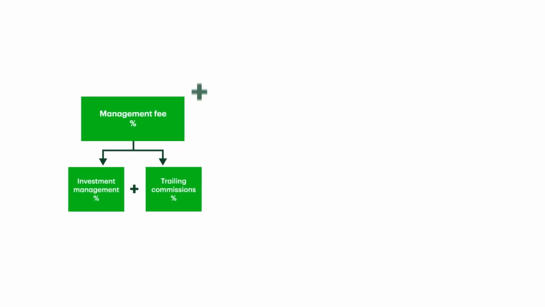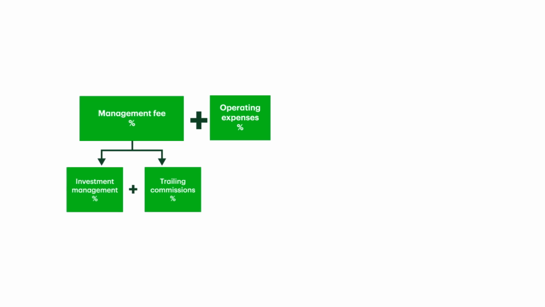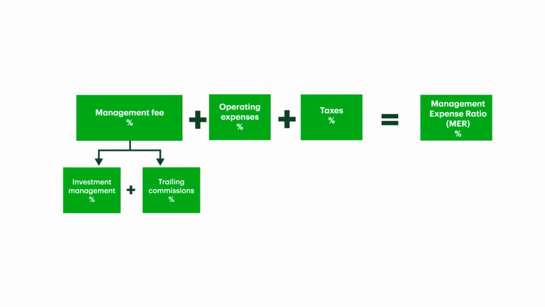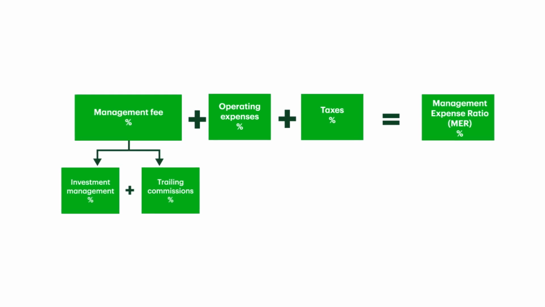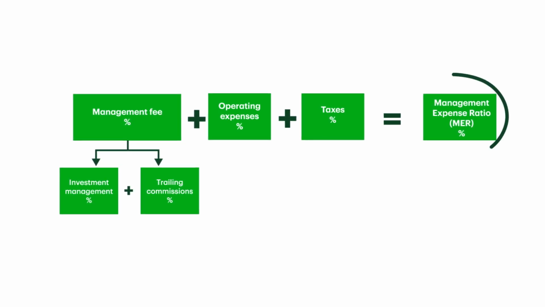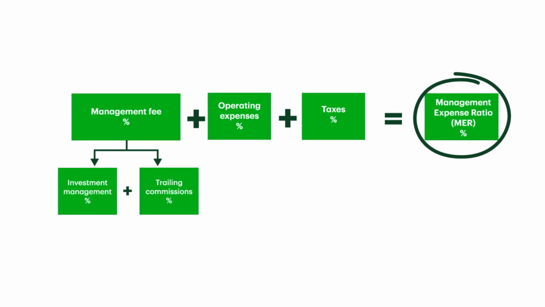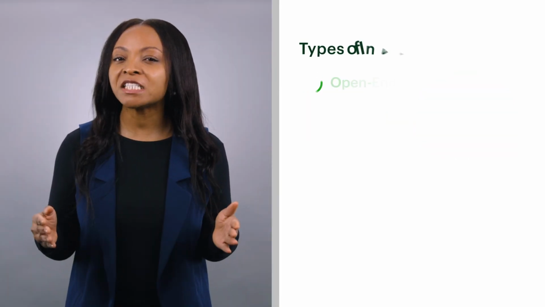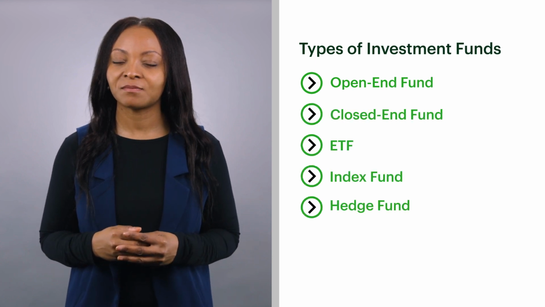The manager's fee and other costs or expenses associated with running the fund are added together and called the management expense ratio, or MER. By identifying the MER as a percentage, investors can compare expenses between different funds. There are many different types of investment funds.